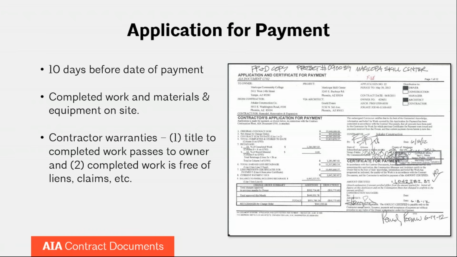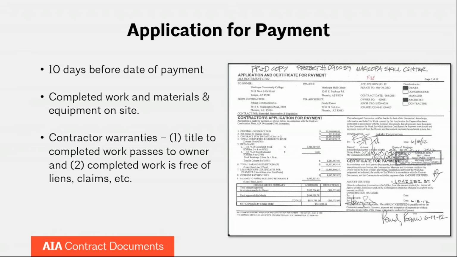Now, there are some provisions in the A201 that can allow the contractor to get paid for materials that are off-site, but that has to be approved in advance by the owner. So it's a possibility, but unless you've gotten that approved by the owner, you should only be including in your applications amounts for completed work and materials and equipment that are on-site.